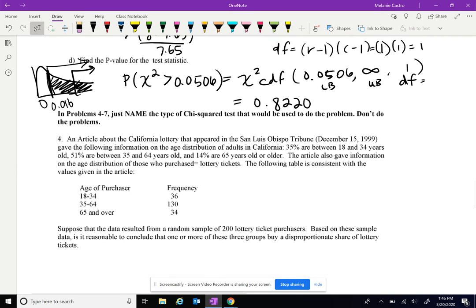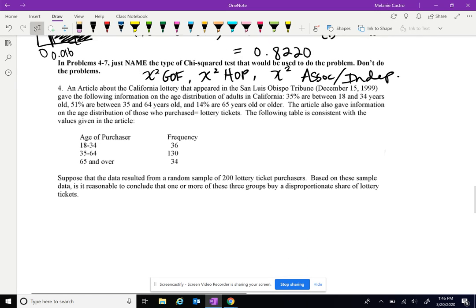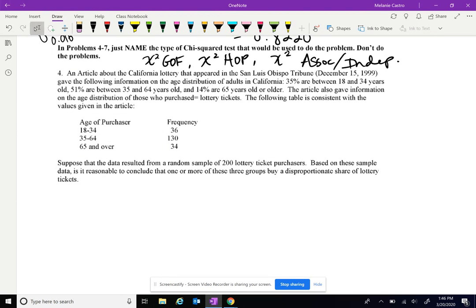The next ones, you're not really doing anything except for naming the chi-squared test that would be used. So we have the 3 different types. We have a chi-squared goodness of fit test. We have a chi-squared homogeneity of proportions test. And we have a chi-squared test for independence or association. And we really just use those interchangeably depending on which problem it is, because they'll say one of those words. They'll either say dependent or association in the problem.